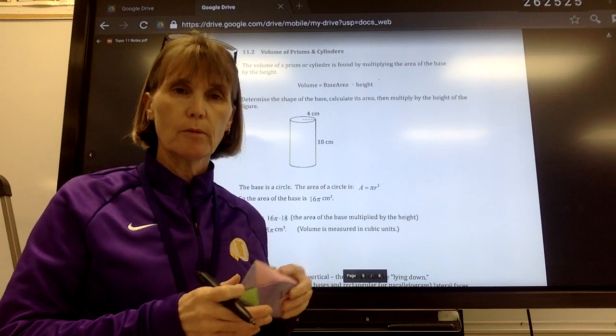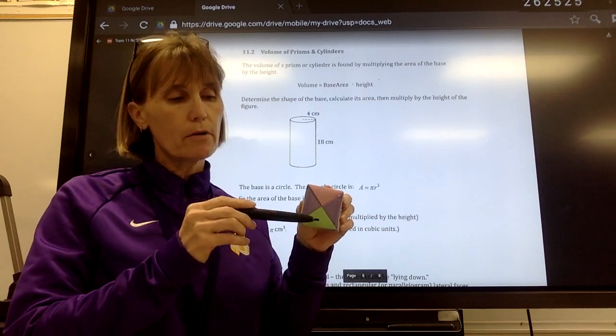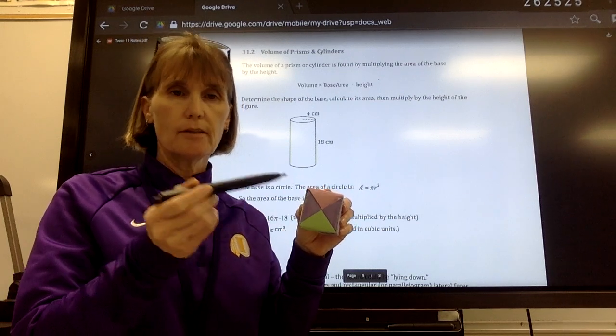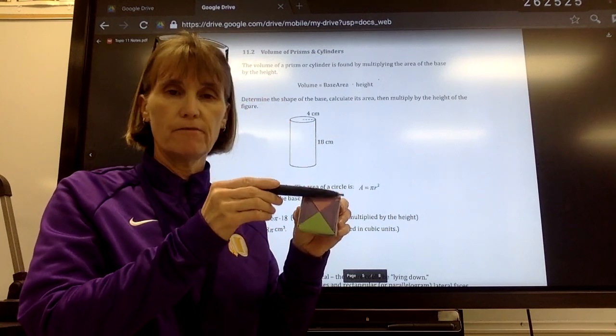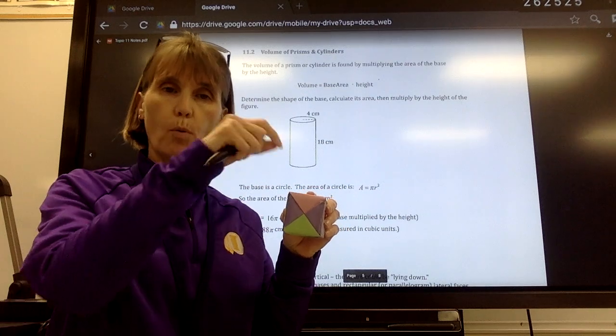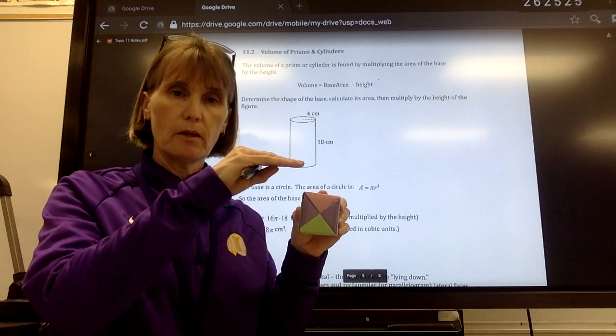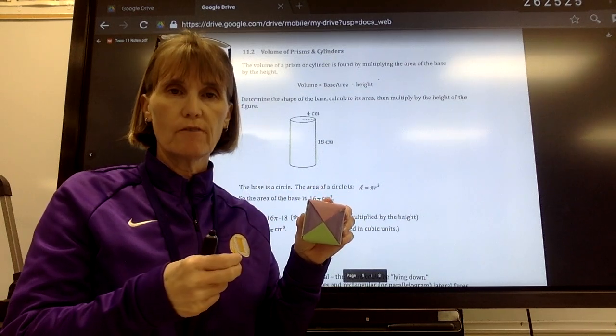Well, now we're going to shift a little bit. We're going to talk about volume. Volume is like filling up the inside. So if I was going to pour something, like maybe sand, into this and I was going to fill it up, or if I was going to pour water into it and I was going to fill it up, that's what we're talking about when we say volume.